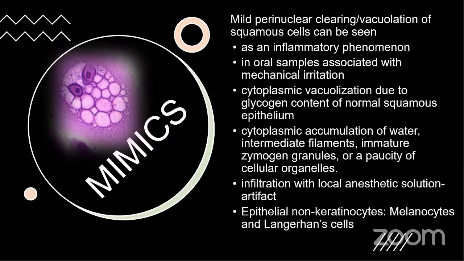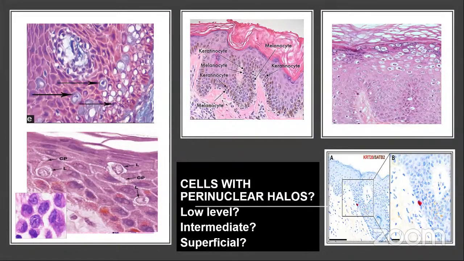So in all of this, all of these cells are found in the oral epithelium, and you might find it difficult to distinguish one from the other. Is this a koilocyte or is it an artifact or some other change within the cell? So if you want to be able to at least have some measure of discriminating between these, you look at within the slide a cell with a perinuclear halo, then you ought to ask yourself, where is this cell found? Is it low level? Is it at an intermediate level, or is it superficial?